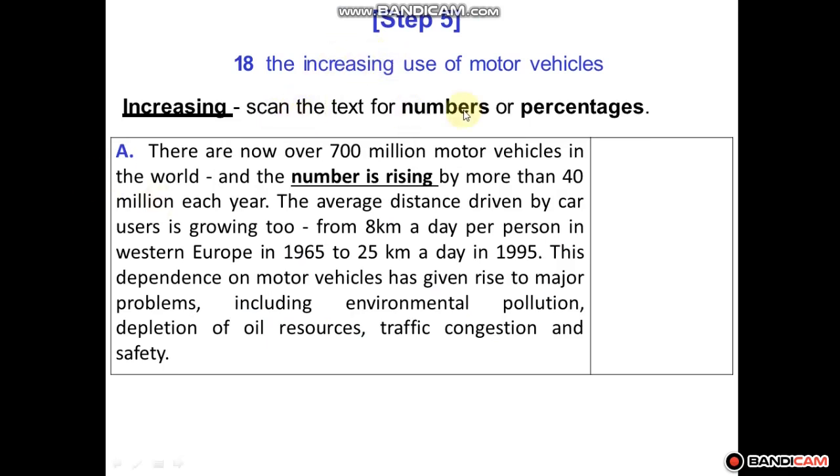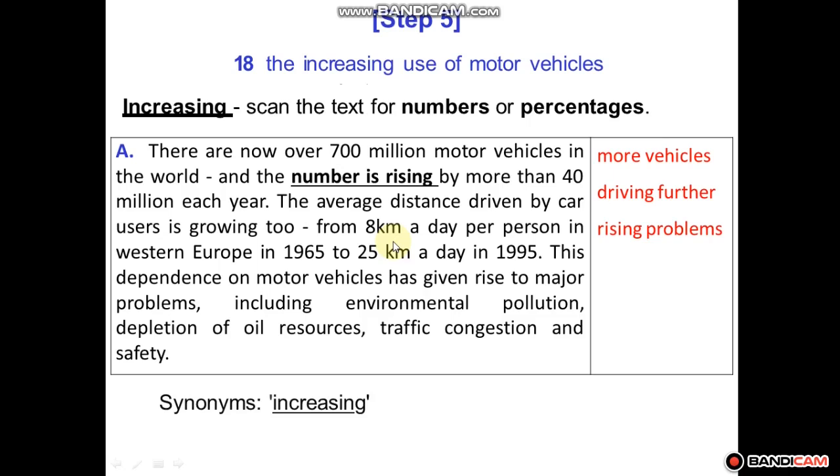Look at this. Scan the text for numbers or percentages. Okay, so here we see them. Here, more vehicles. You see, increasing shows more vehicles, and driving further also hints at that. Fine. Rising problems. And the synonyms are increasing here, and number is rising here. So always keep synonyms in mind. Paraphrasing, I always repeat in my lectures. So that's why the best match is paragraph A.